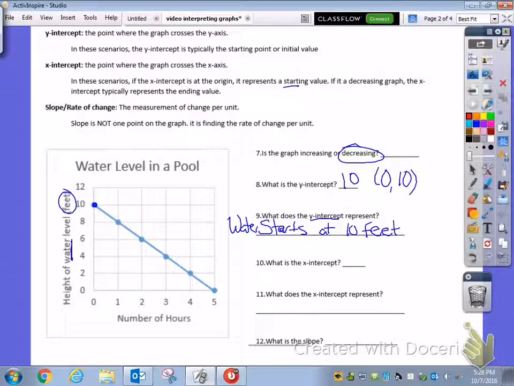What is the x-intercept? The x-intercept is 5. And that would be (5, 0). Since it's a decreasing line, that means this is my end value, okay? So the end value after five, and what does this represent? Hours. After 5 hours.